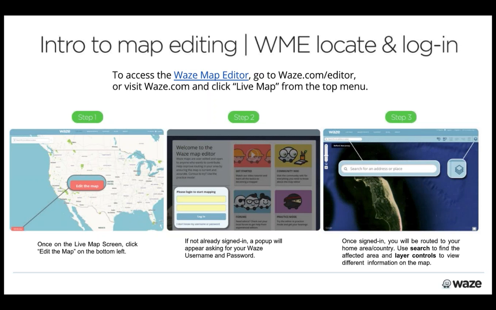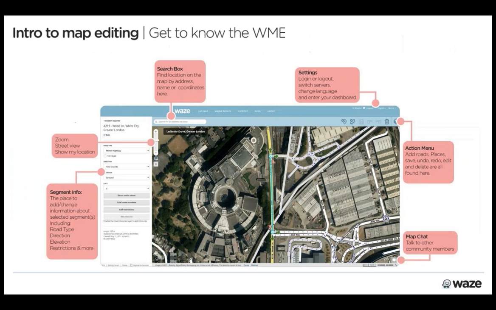Once you're in the map editor, you can use the search to find the affected area you're looking to edit, and I'll get into it a little bit later, but we can also look at different layers of the map. So let's get to know the WME. The WME's changed a little bit since this slide, as you'll see later in the webinar when we go into the map editor, but this is a pretty good explanation.